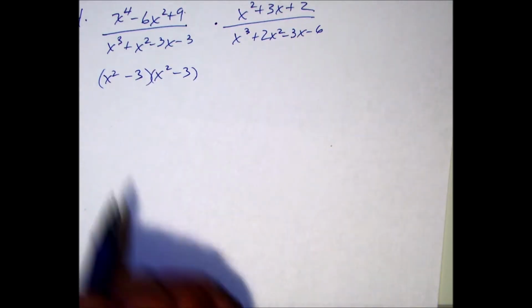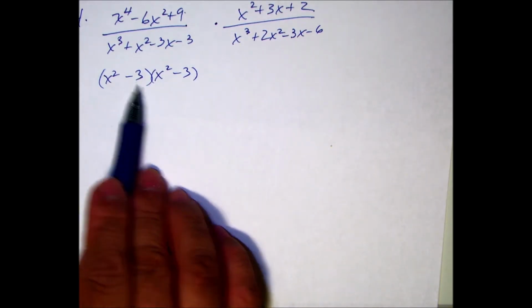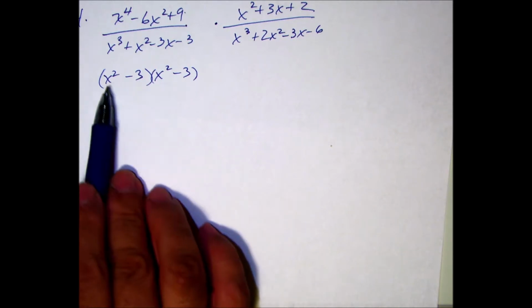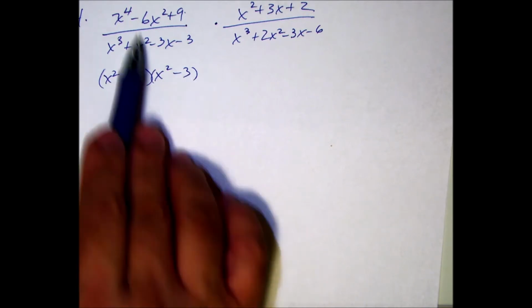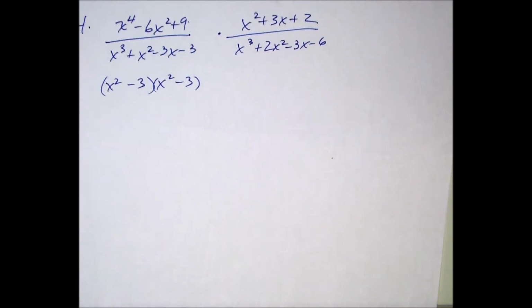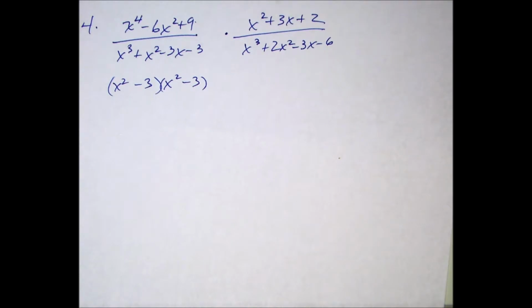Let's double check, right? So the inside is -3x squared. The outside is -3x squared. -3x squared and -3x squared gives me -6x squared. So that works. All right.